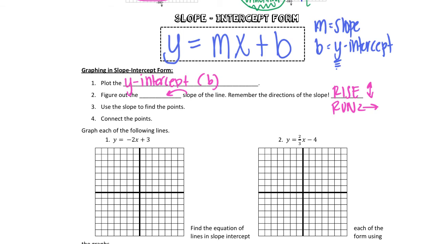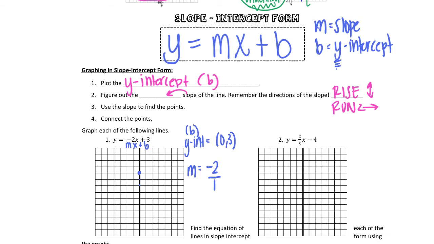Let's give it a shot with this first example. First things first, we're going to find our y-intercept. Remember, this is y equals mx plus b. Our b value is the y-intercept, so it is 0, 3. Go ahead and plot that. Then you're going to find your slope. Our slope in this case is in front of x. It is -2. That is a whole number. Stick it over 1. The rise is on top. The run is on the bottom.